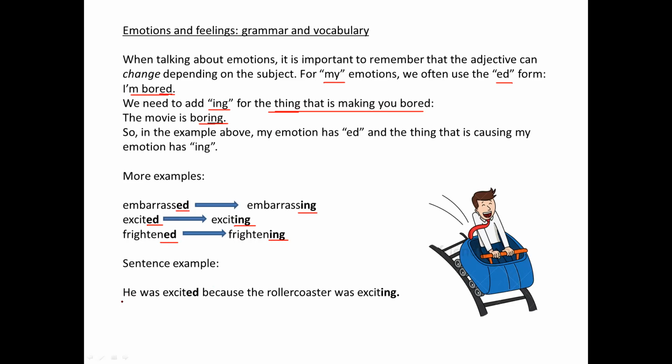So here I made an example. He was excited because the roller coaster was exciting. His emotion is ed, and the roller coaster is the thing. So we're going to say ing. And here's the roller coaster. Just a small point. If I use the past tense here, was, you should match it over here with was, the same. So keep those the same, yeah?